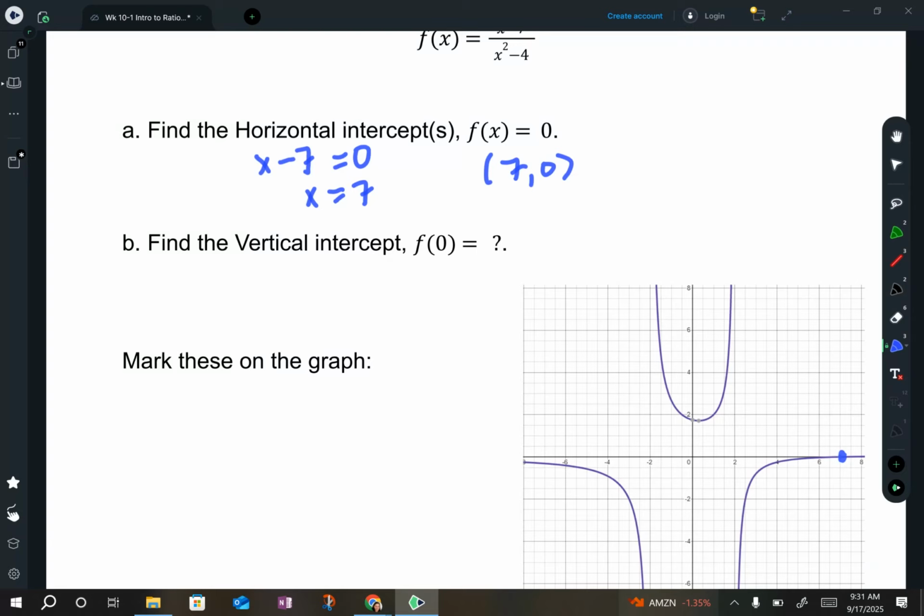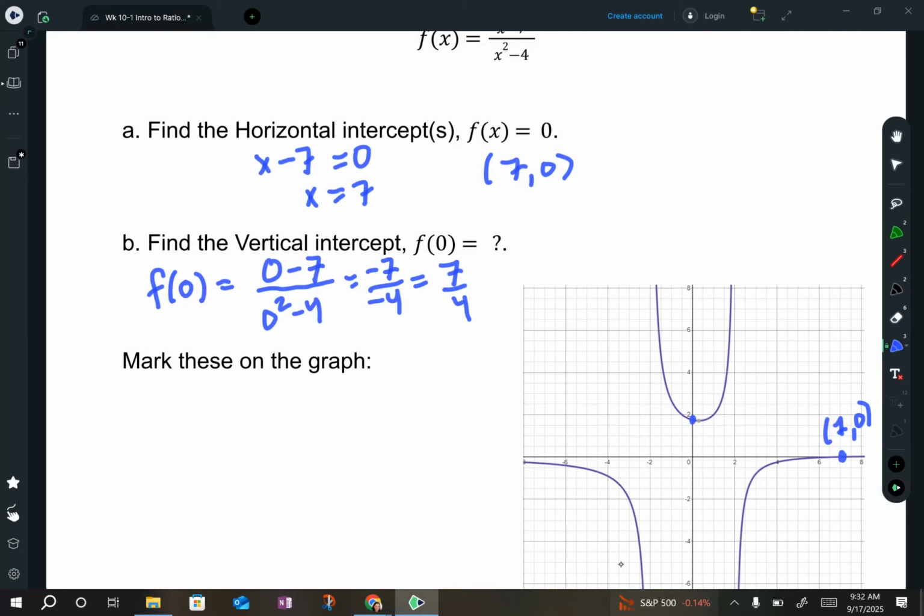What about a vertical intercept? Again, this is the same way we found vertical intercepts all along. We're going to put x equal to 0 and solve. So to find the vertical intercept, like with all functions, we just evaluate the function at 0. So that's 0 minus 7 over 0 squared minus 4. So that's negative 7 over negative 4, which is 7/4. And let's mark these on the graph also. So that's going to be right here, 7/4. So this is my horizontal intercept at (7, 0), and my vertical intercept is (0, 7/4).